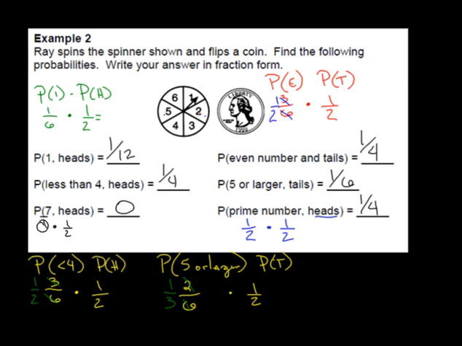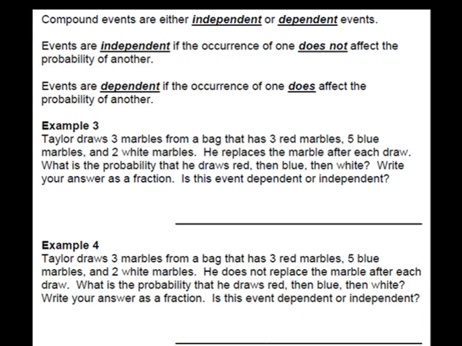Example 2. So moving along, continuing with our probabilities. Our next one here says compound events are either independent or dependent. Now that's kind of important. Independent and dependent. Independent events.